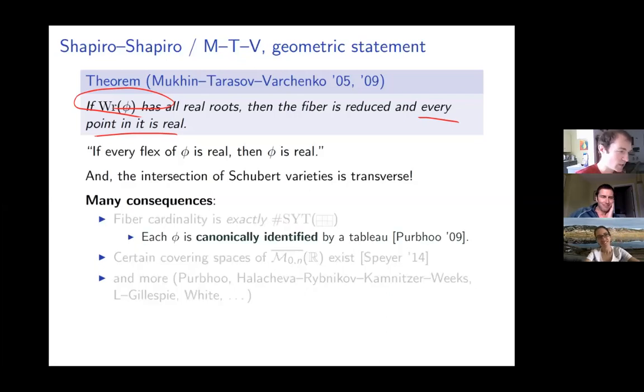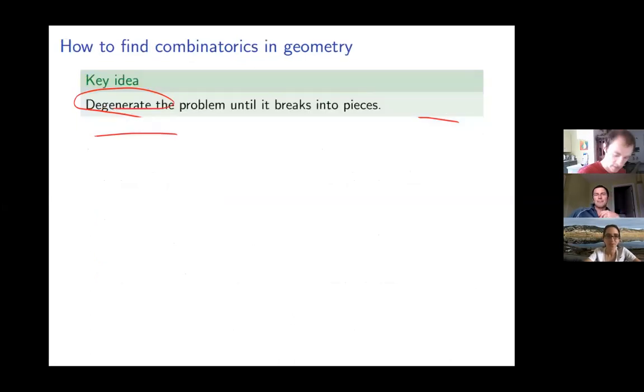Okay, actually I want to zoom in on this very first consequence about identifying points in the fiber with tableau and show you how that works, because I think this is just cool. This is a general idea: how do you find combinatorial information in a geometry problem? We're going to take our Wronski problem and degenerate it on purpose and make it break into pieces. This is not unique to this problem, or even to enumerative geometry. In birational geometry, people also have these sorts of degenerations in mind. So this is a very broad idea.